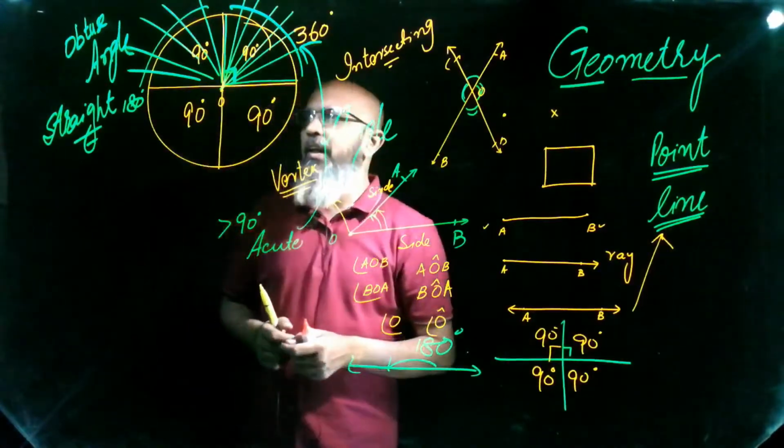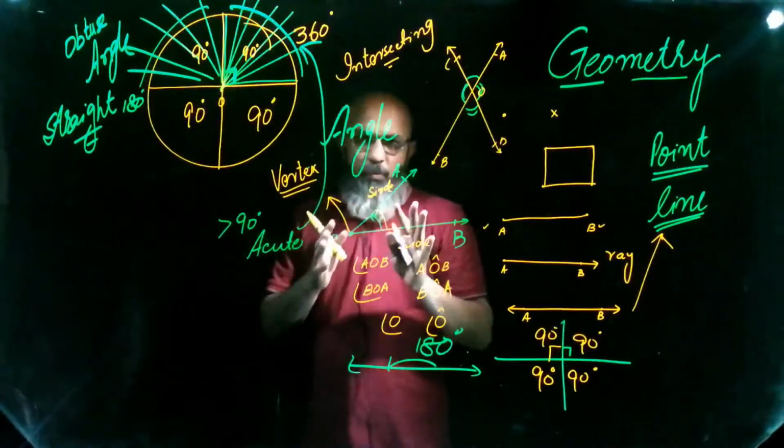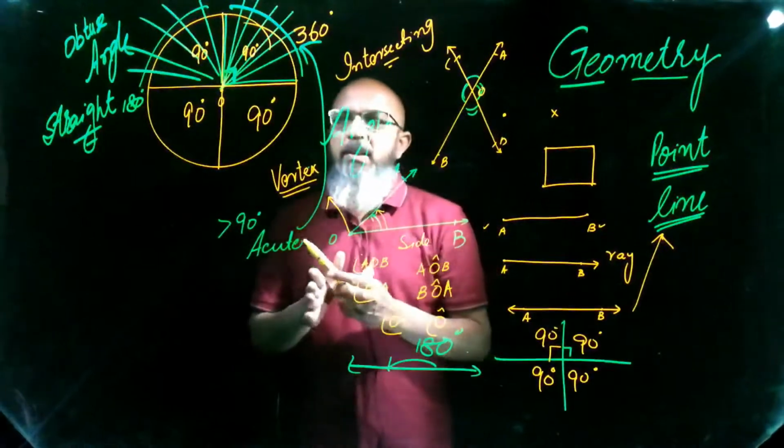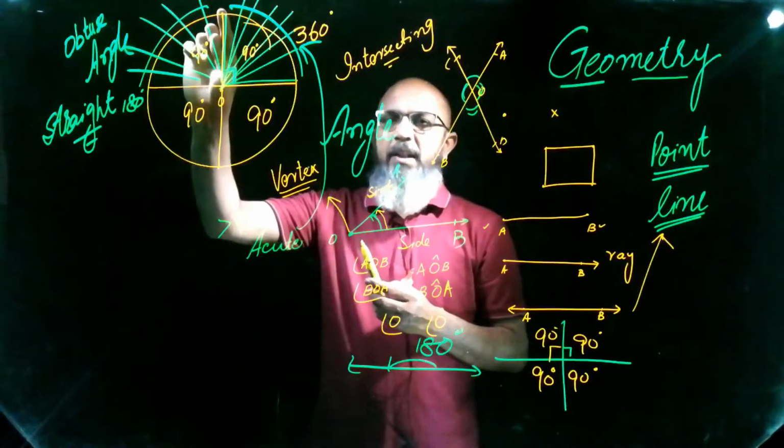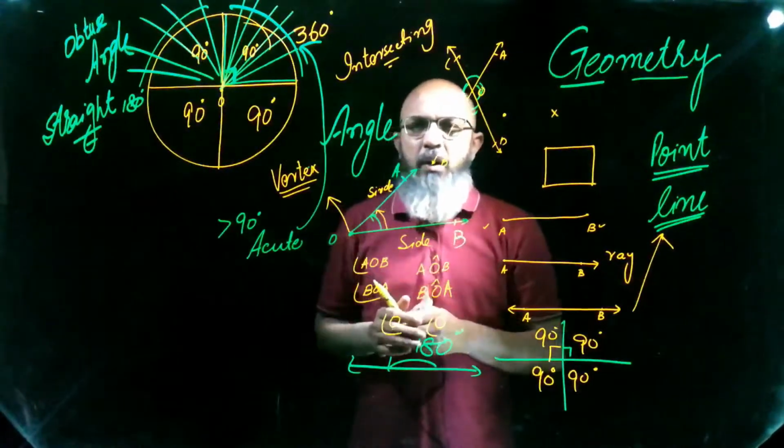Now come to the next. Now you have learned about 3 types of angles. The first one is the angle that is greater than 0 and less than 90, which is called an acute angle.